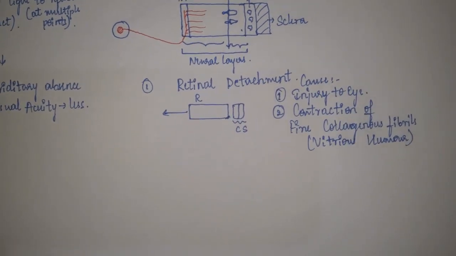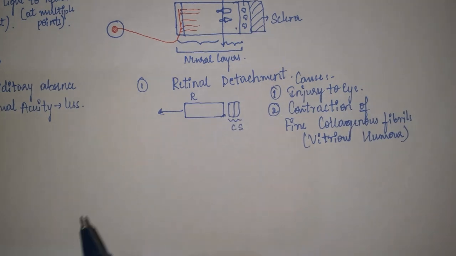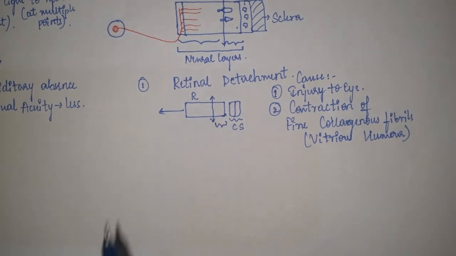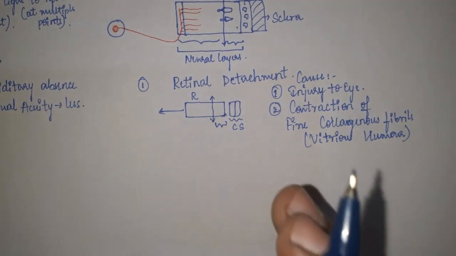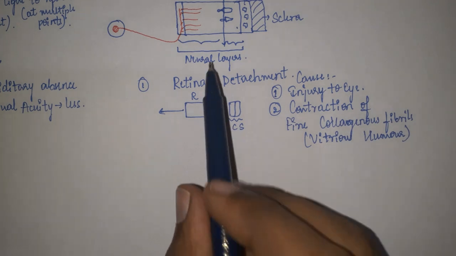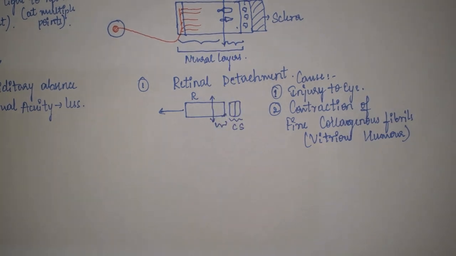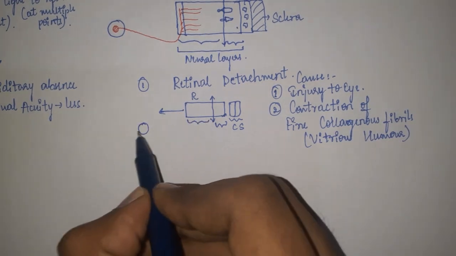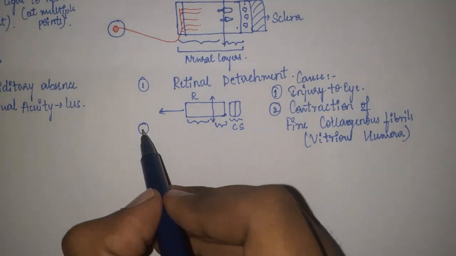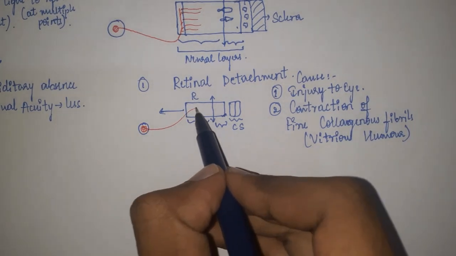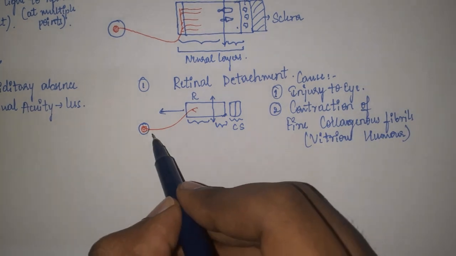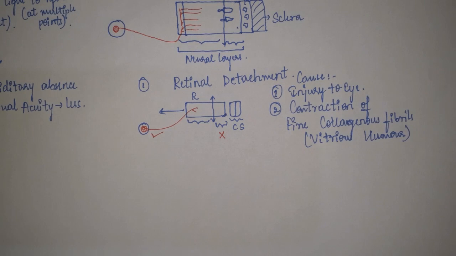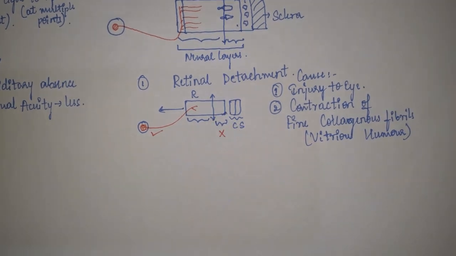Now, if the retina is detached from the choroid, what happens? Blood supply to this area is deprived, the area outside the outer limiting layer. But the blood supply to this area remains intact, because it is supplied by the central retinal artery. This will remain intact, but this will become deprived. What happens if this is not surgically corrected within days?